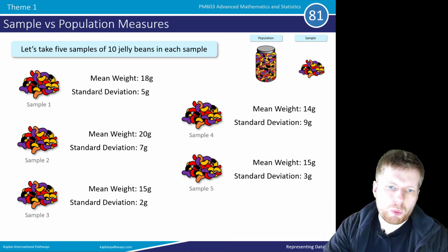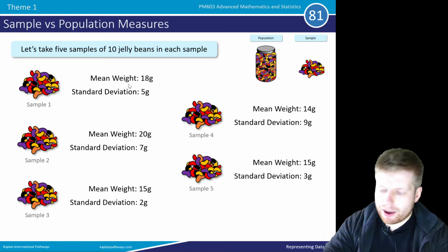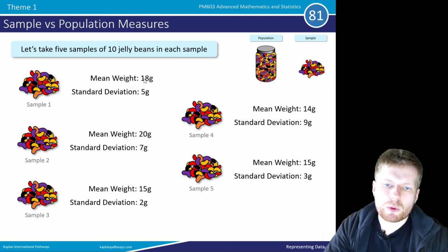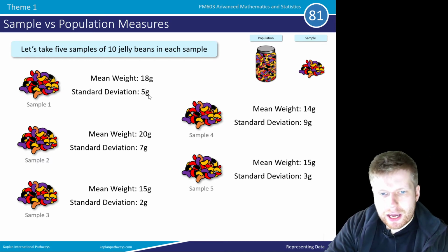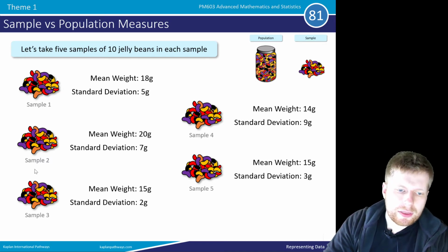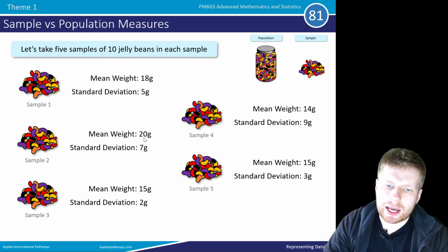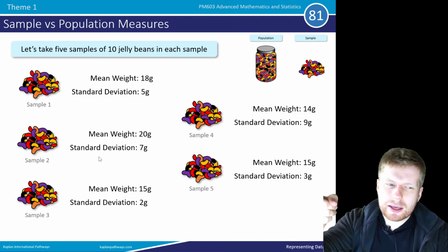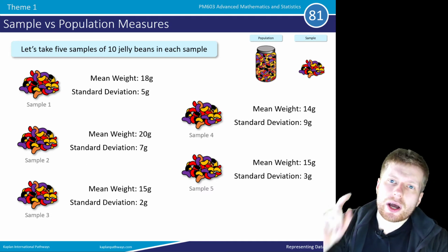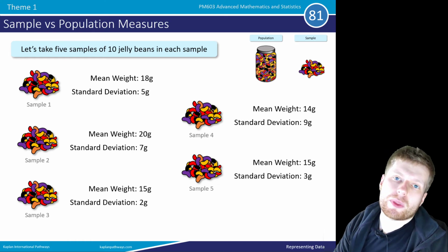Okay, so this is handful 1, and let's suppose the average weight of these 10 jelly beans was 18 grams with a standard deviation of 5 grams. And the same for sample 2. The average weight of these 10 jelly beans in handful 2 was 20 grams, and the standard deviation was 7 grams. Just to remind you, standard deviation measures the average distance from the mean.